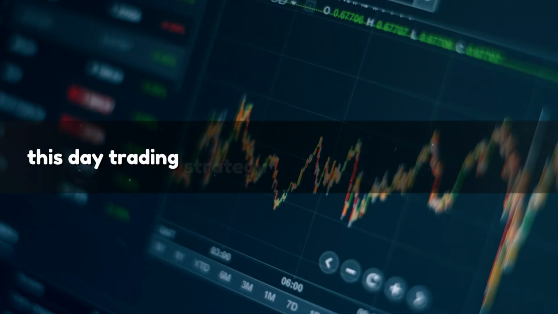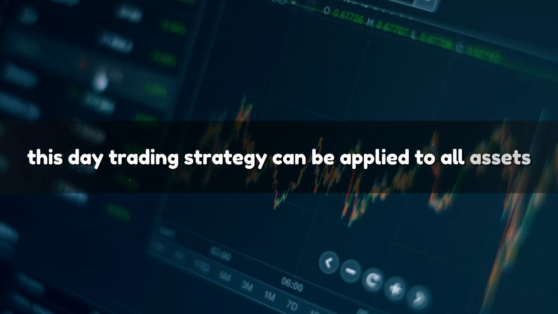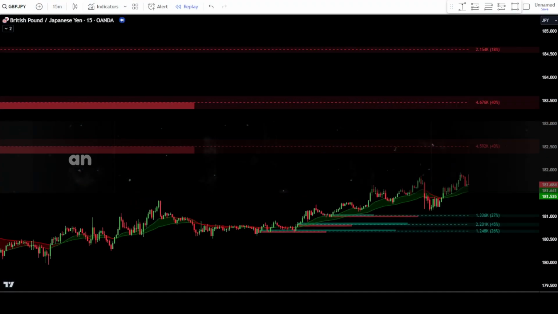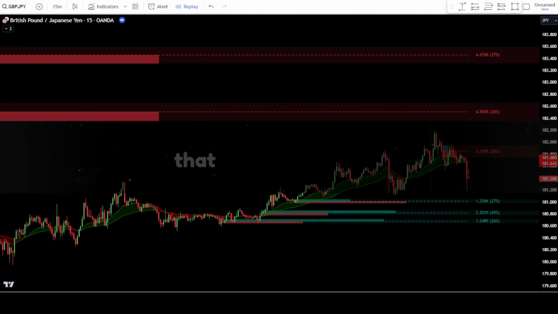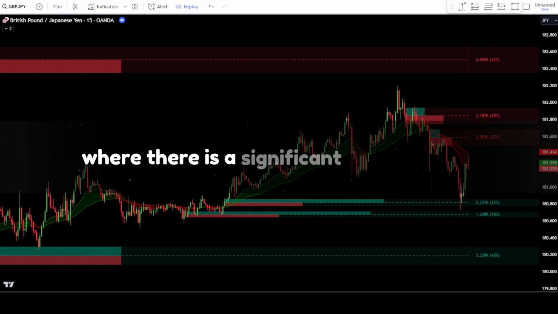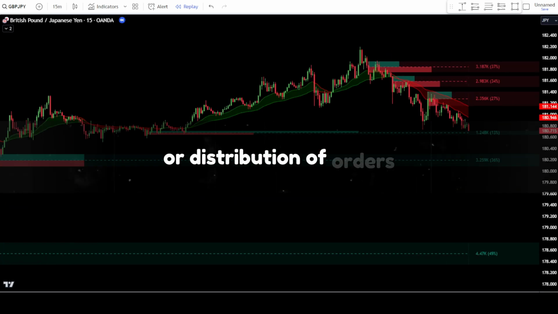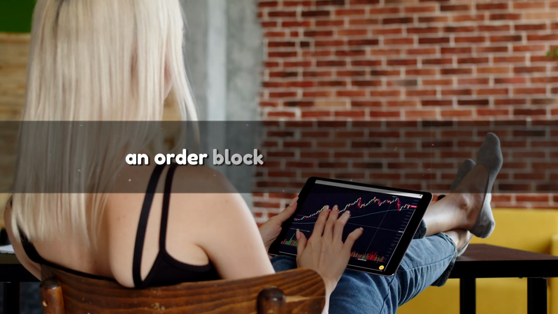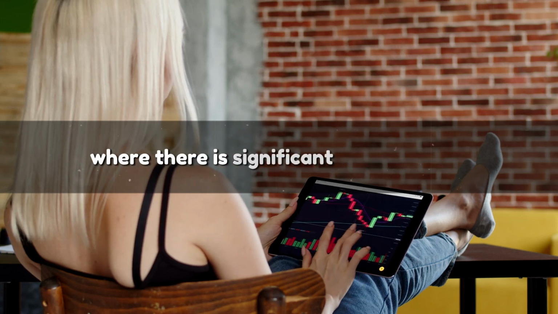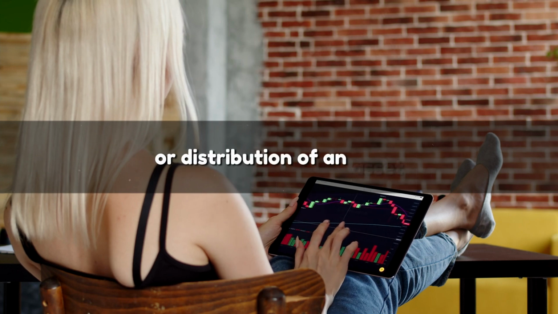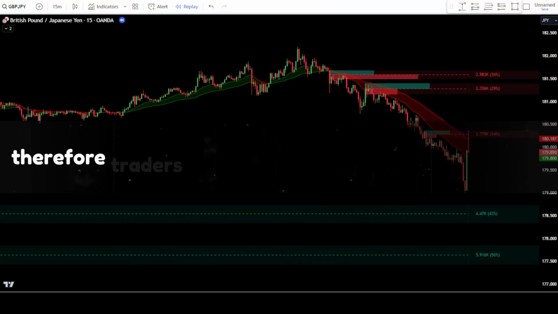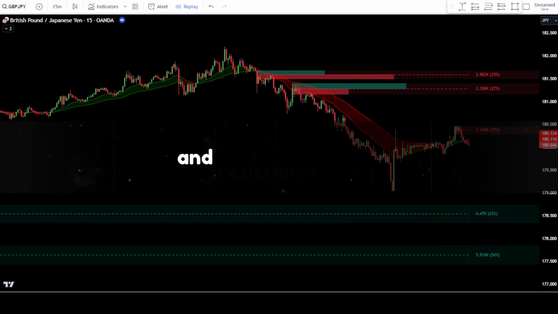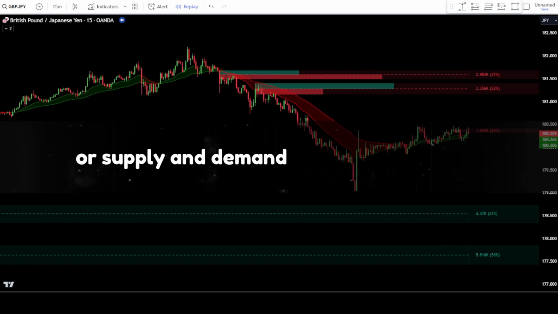This day trading strategy can be applied to all assets, including Forex, crypto, stocks, and others. An order block is a term in the trading world that refers to an area where there is a significant accumulation or distribution of orders, both buy and sell orders. It can be said that an order block indicates an area where there is significant accumulation or distribution of an asset. Therefore, traders often use the concept of order blocks to identify potential support and resistance levels or supply and demand zones in the market.